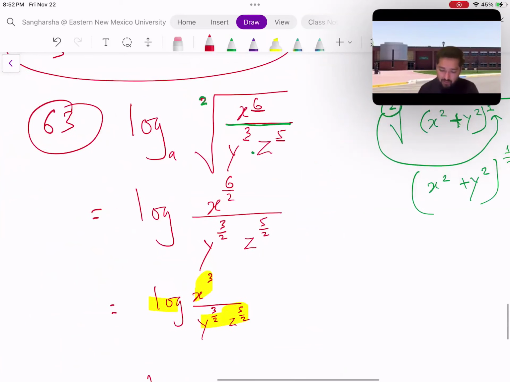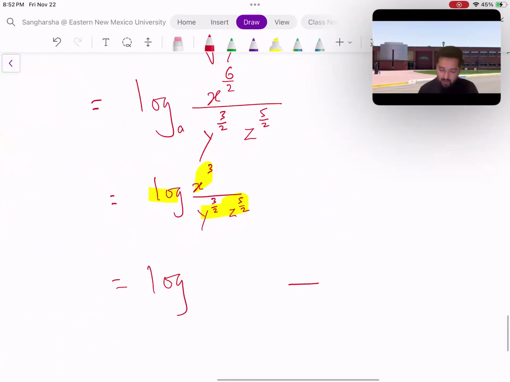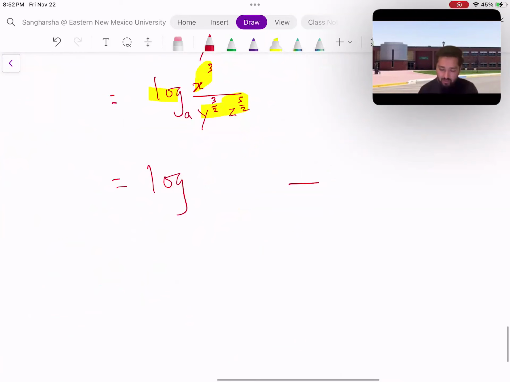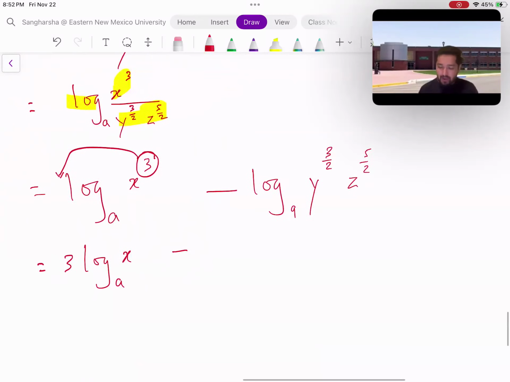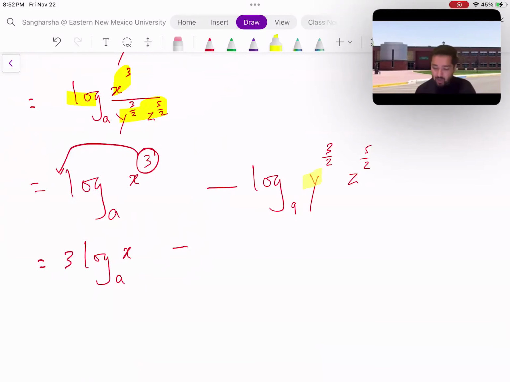Oh, I forgot to mention base. Base remains the same in each step. The base does not change. Okay, so we have the difference of log. You write down the numerator x cube, write down the denominator y^(3/2) g to the power 5/2. Now we have this exponent right in front of log. So we have 3 times log of x to a base a minus, now again, here we have log of y to the power 3/2 times g.